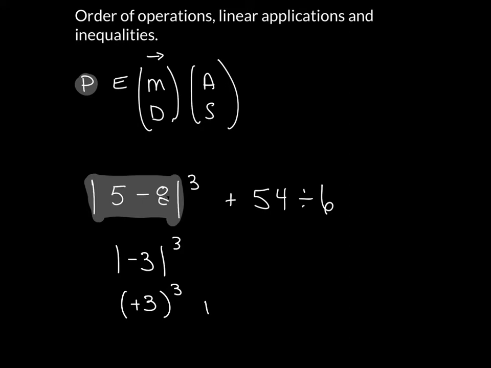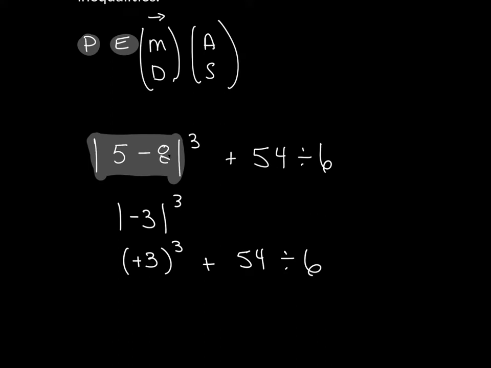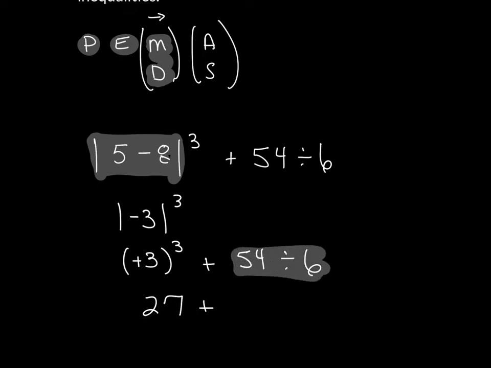All right, so now I'm on to the exponent part. Let me go ahead and copy down the rest of this. Plus 54 divided by 6. So now we are on to the exponent part of the equation. Positive 3 to the third power becomes just 27. And then the next portion is multiplication and division. Again, that is as it goes across from left to right. So that tells me I have to do 54 divided by 6 first. 54 divided by 6 is 9. And now finally I do the addition. 27 plus 9 is 36. And that would be our final answer for this question.